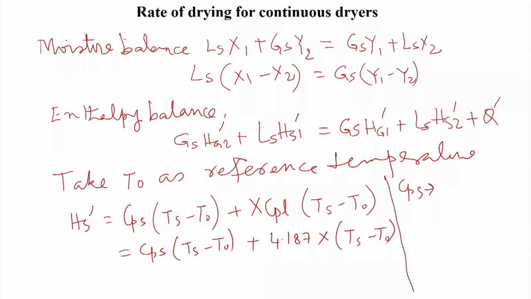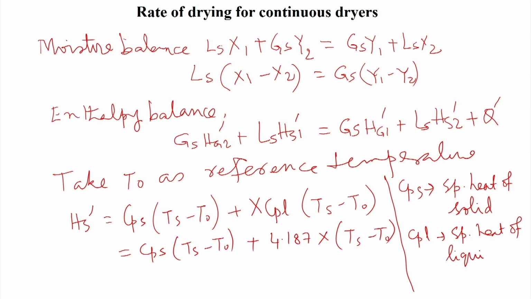that is the specific heat of solid, then Cpl is equal to the specific heat of liquid, here it is water, that we have taken as 4.187 kilojoule per kg Kelvin, and we will be calculating the enthalpy of the gas, where we have taken this one as the solid.